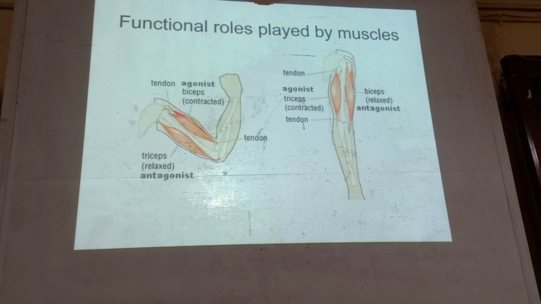Now let me ask you another question. You are trying to lift up a dumbbell, as in a dumbbell exercise. Who is the agonist at the elbow? Biceps. Who is the antagonist at the elbow? Triceps. This is very easy. Now, you are keeping the dumbbell back down.